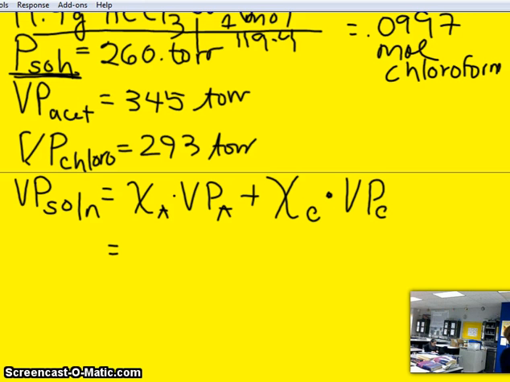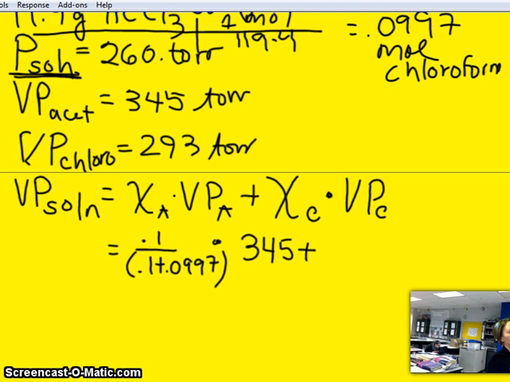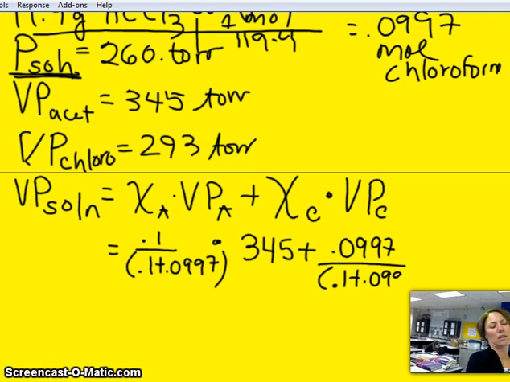So let's get our mole fractions. The moles of acetone are 0.1 over the total moles, which are 0.1 plus 0.0997. And the pure vapor pressure of acetone when it's all by itself is 345. Okay? The mole fraction of chloroform is 0.0997 over the total, 0.1 plus 0.0997, times the pure vapor pressure of the chloroform, which is 293.